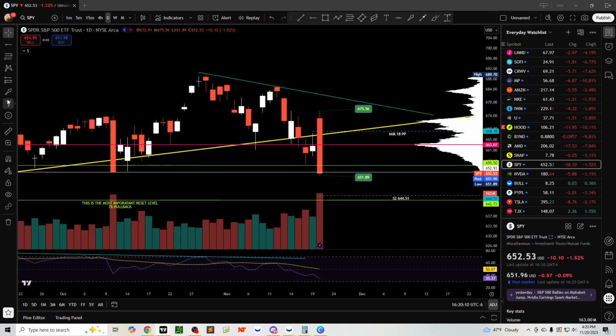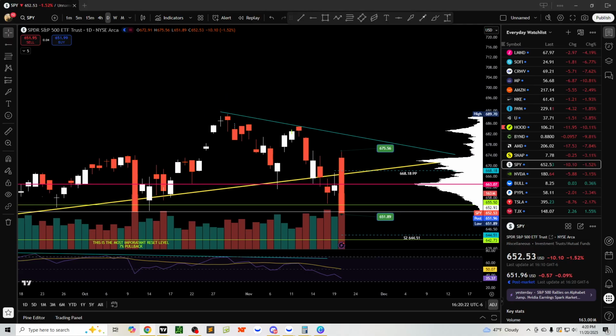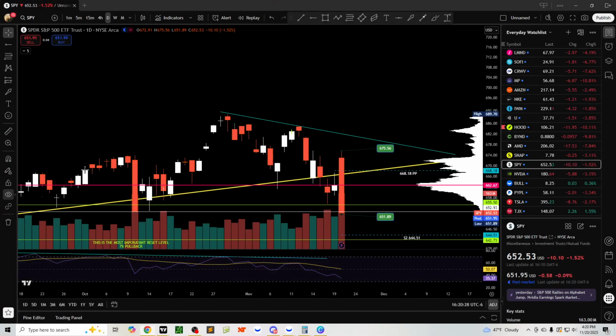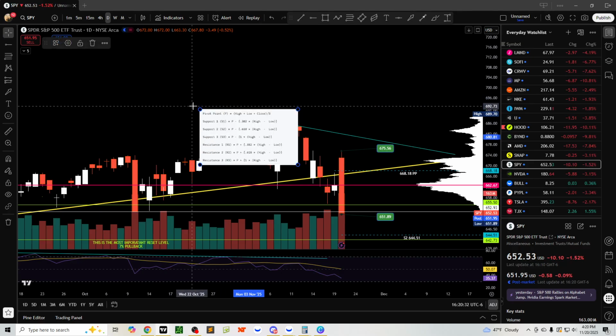So you can do it on a 4 hour, but remember, the shorter the time frame, the less substantial and less strength it's going to have. So we want to remember that.